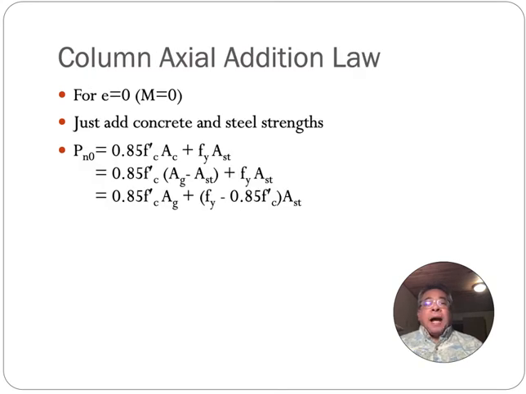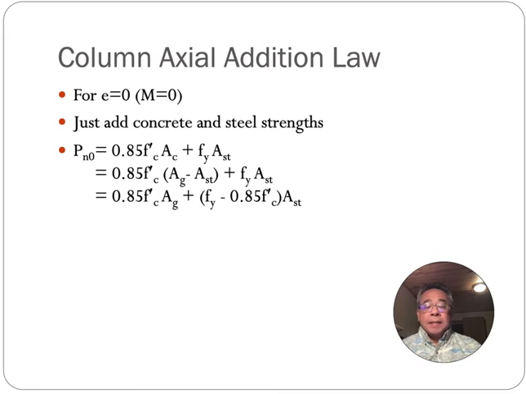The column axial addition law is for pure axial load, meaning moment is zero or e is zero, that eccentricity. And they say you could just add the concrete and the steel strengths. That's why it's called the axial addition law. Just add the strength. So 0.85 f'c times the area of concrete. And what you need to do is take out the area of concrete missing because of the holes from the steel bars going in there, and Fy times the area of steel.